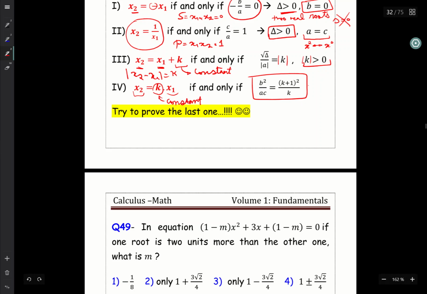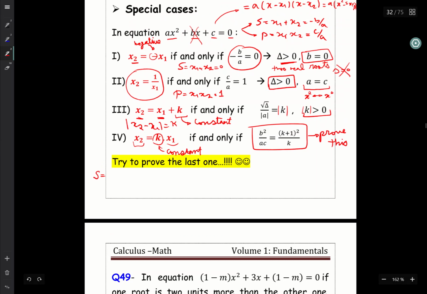And it's a good practice to prove it. So let's go and prove this. How do we prove this? So what do we know? We know s and p, right? s is minus b over a and p is c over a. These are given. And x2 is kx1, right? And this is our assumption, and we want to know what relations should hold so that this can be possible, x2 equals kx1. If we do not have any information on the roots, then a, b, and c can be any arbitrary number, right?